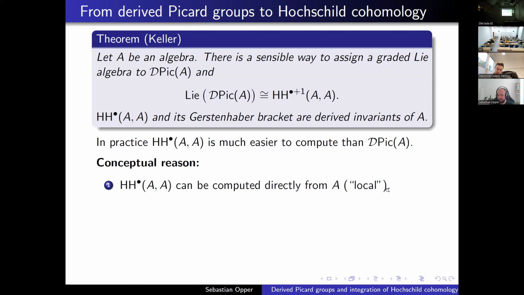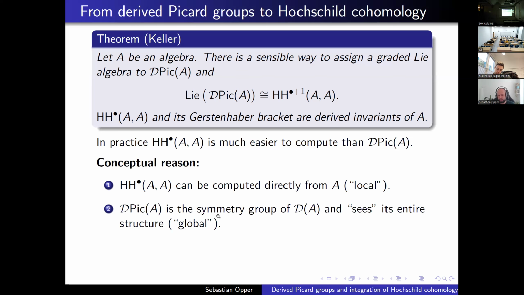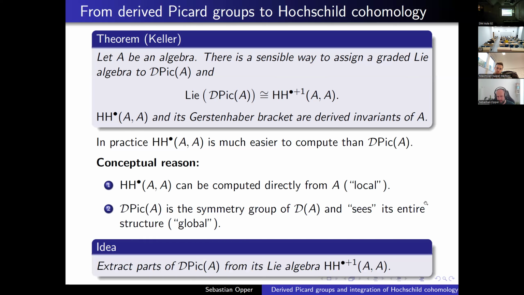So you can just compute it from A directly, whereas if you consider the symmetry group of the derived category or perfect complexes, this has to see the entire structure, and so this is a more global object. So you have this discrepancy between, on one hand, a local thing, which is usually easier to compute, and another thing which is of more global nature, which is usually harder to compute. And the idea is that you have these things which are in a relationship together. Can we extract parts of the derived Picard group, at least from its Lie algebra, which we now know is the Hochschild cohomology?